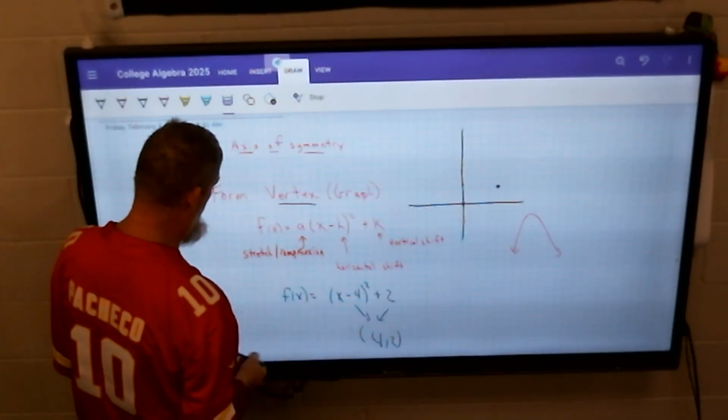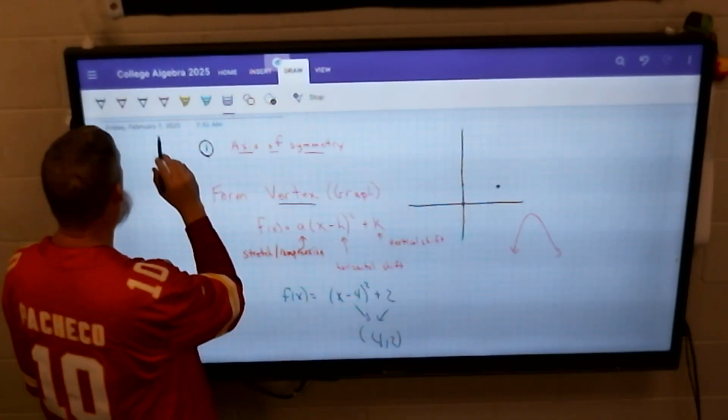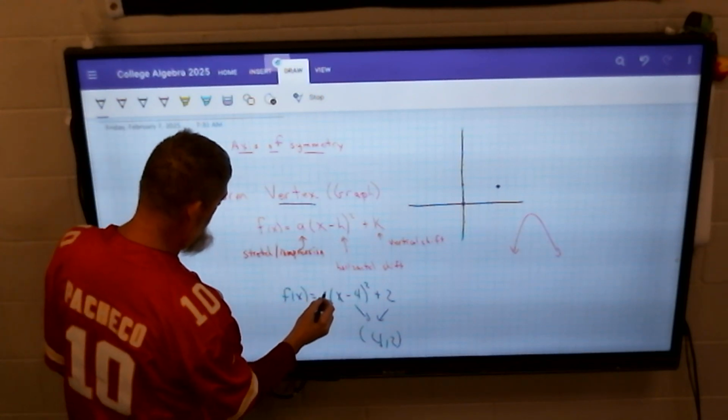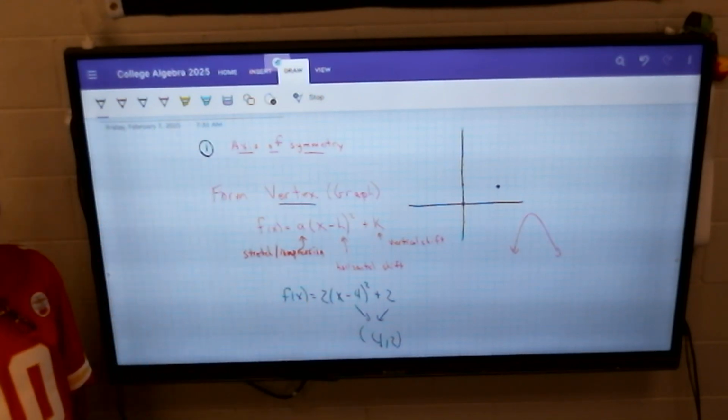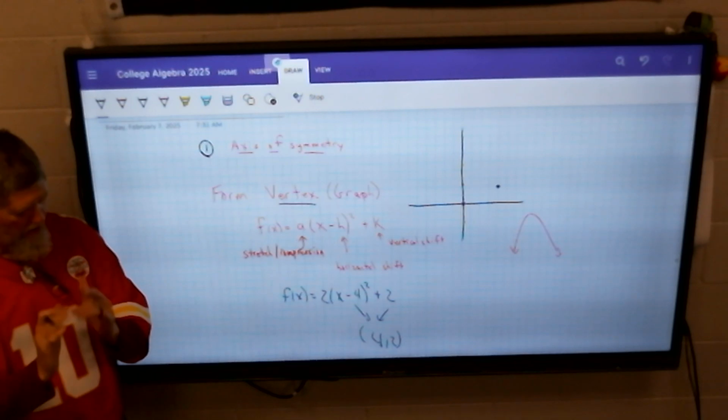Okay, what should we give it for a? 4? Oh my heavens, let's not. Let's just do 2. Because if I give 4, I'm going to be way off the graph really fast, because it's going to be very narrow. Let's go with 2.